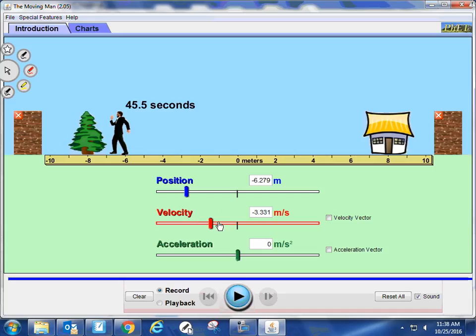The important thing for speeding up is that velocity and acceleration have to be going the same way. He was speeding up going to the right. But I could speed up going to the left if my velocity and my acceleration are in the same direction. He is speeding up going to the left. Okay? So something is speeding up if we have the same signs for velocity and acceleration. We can start with that.